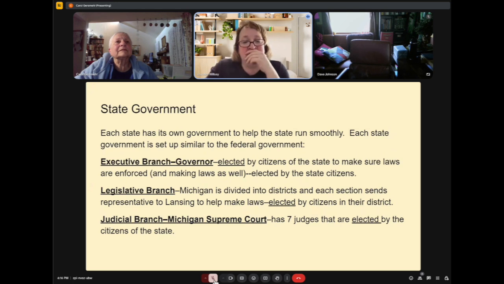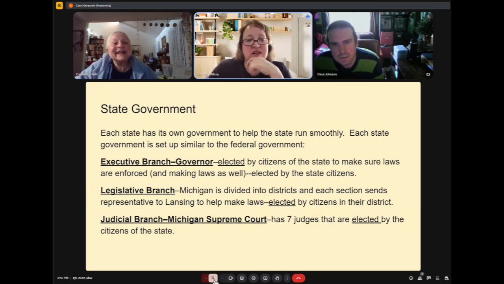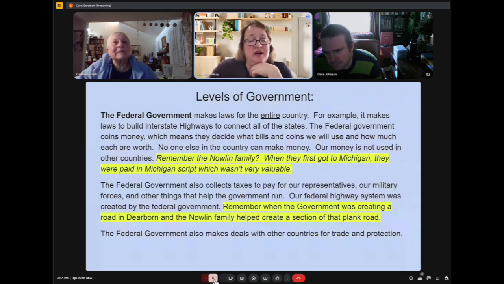And then we correlate it with the state government. The executive branch is the president, it's the governor. And hopefully they'll notice what's interesting is all 3 branches are elected. The governor's elected, the legislators are elected, and the Supreme Court is elected in Michigan. They're not appointed like our national court.